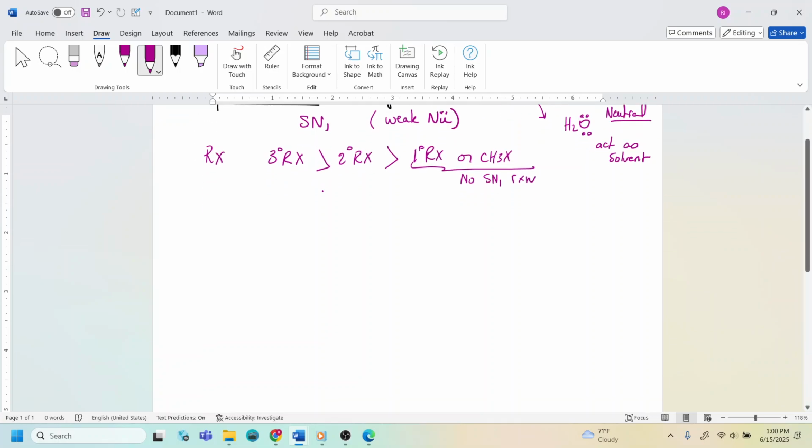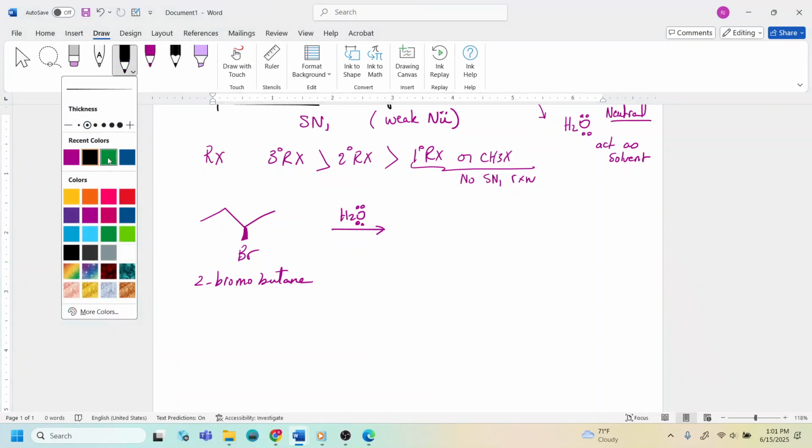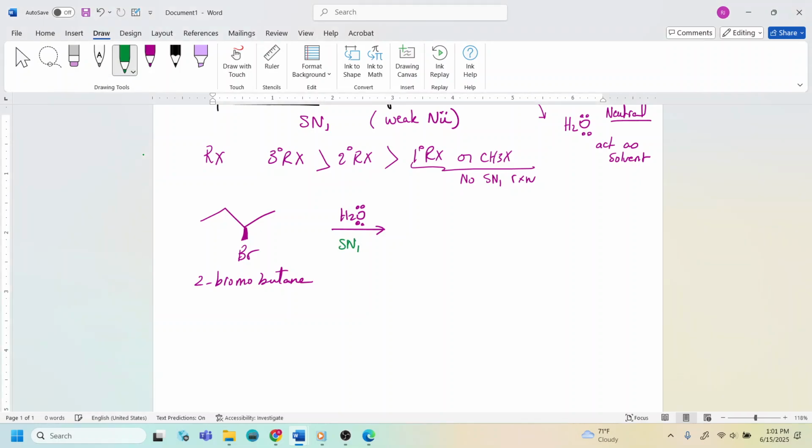So if I give an example over here, let's say if the bromine is up there, this is a chiral center, this is a 2-bromobutane, and I am reacting this with water. So that is an example of a solvolysis reaction because water is a weak nucleophile that acts as a solvent at the same time. So this is an SN1, and this is a secondary alkyl halide, so the reaction can work.